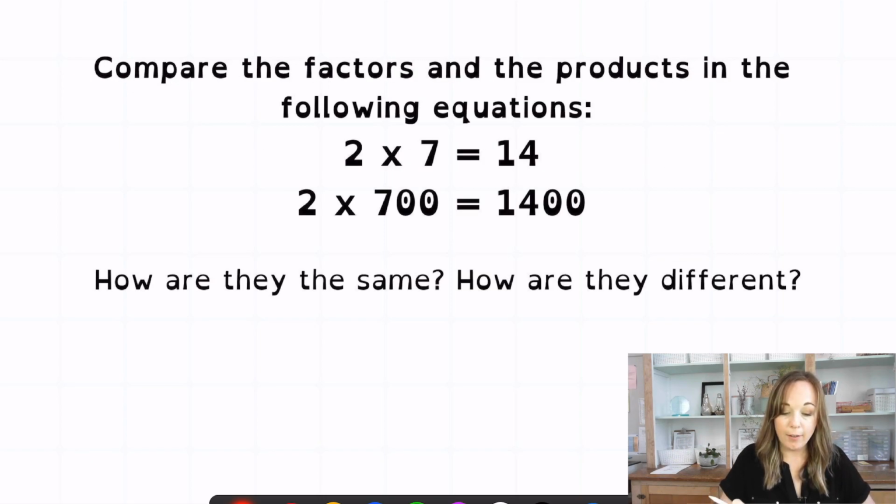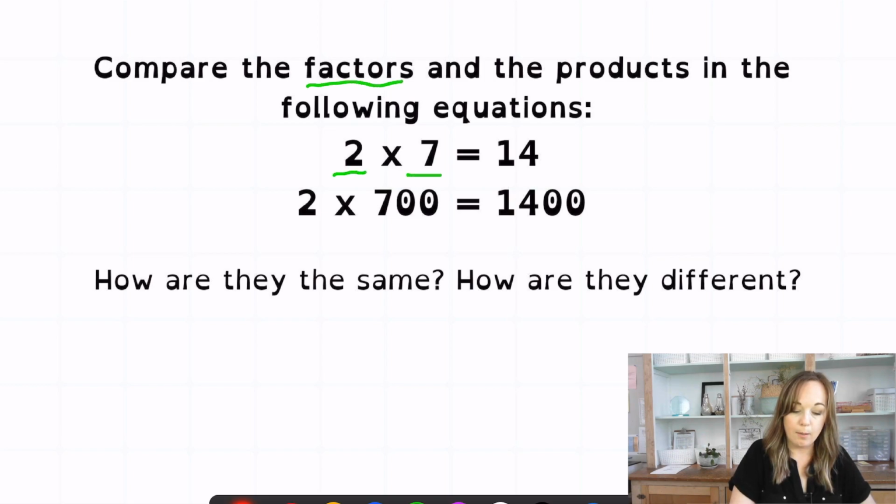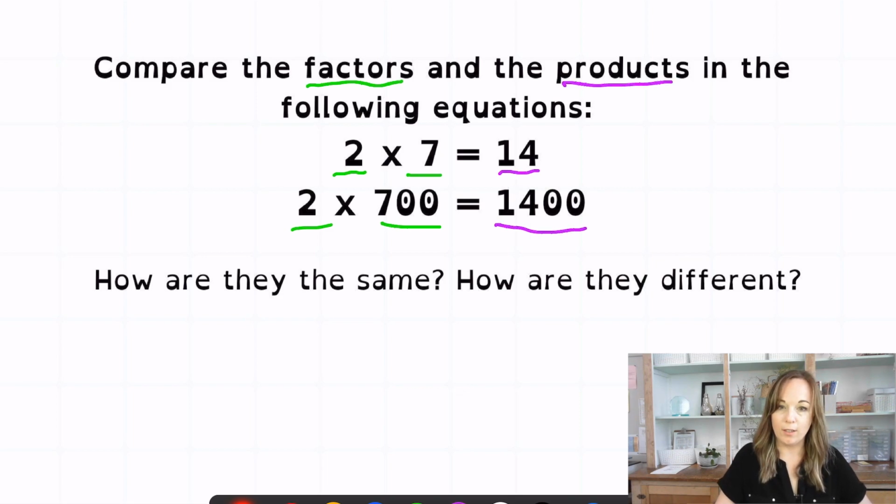Next, compare the factors and the products in the following equations. So remember, factors, those are the numbers that are being multiplied. Products are the answers to the multiplication questions. So take a minute to look at the factors and the products of each. What is the same? What is different?